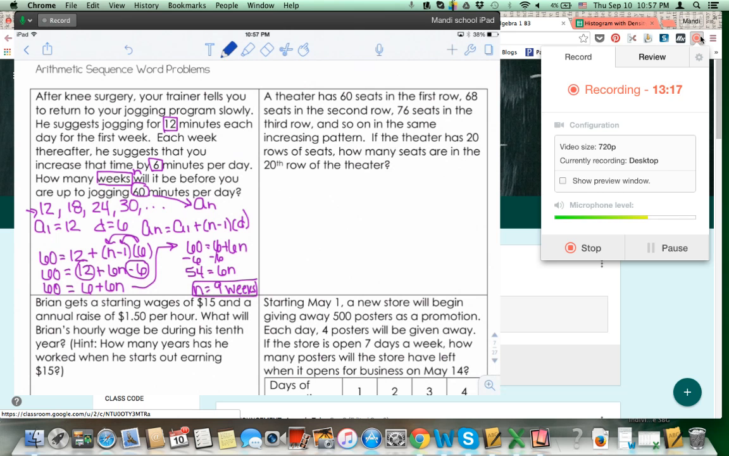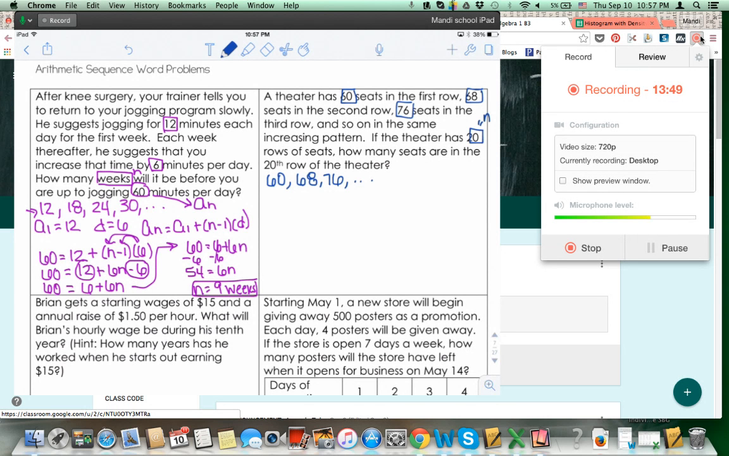A theater has 60 seats in the first row, 68 seats in the second row, 76 seats in the third row. So it tells us where we start, but it doesn't tell us the difference, but it does give us a sequence of numbers. So we're going to have to find our difference on this one. The theater has a total of 20 rows. So that's n. How many seats are there in the 20th row?